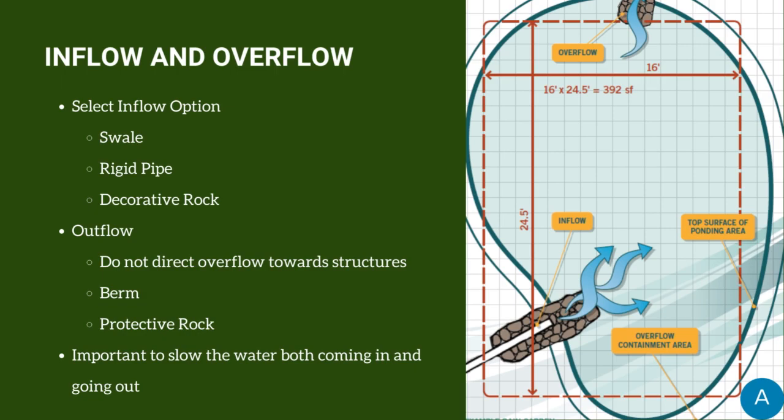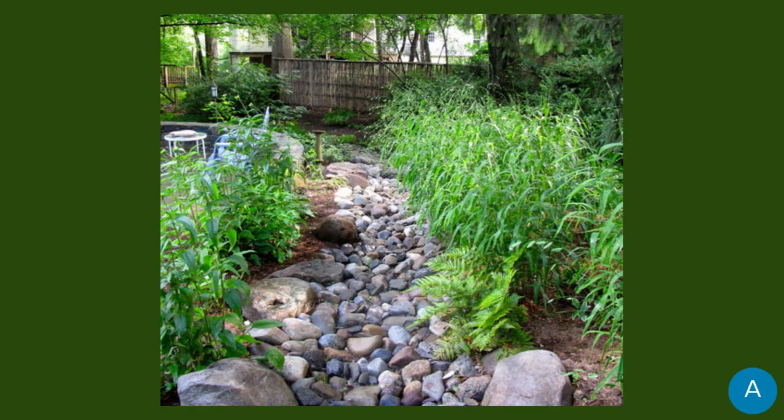For outflow, the major rule is do not direct overflow towards structures, as this can result in the flooding of those structures. This is an example of what a swale can look like. They can be highly decorative on your landscape, and their main intent is to convey stormwater to where you want it to go. An important feature is the ability to slow down the flow of water across your property. This can reduce erosion and prevent excess nutrient runoff.